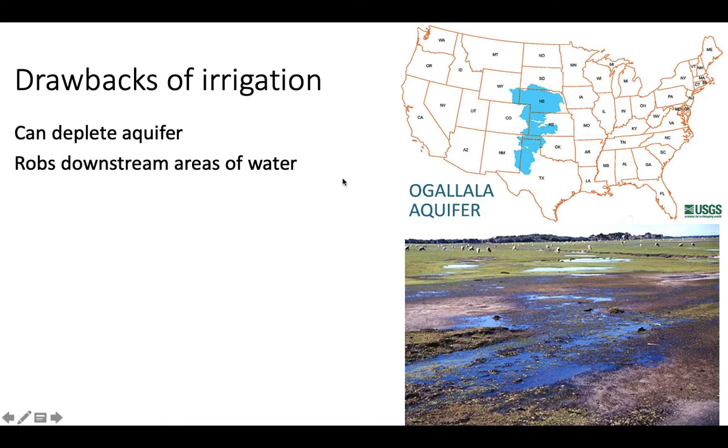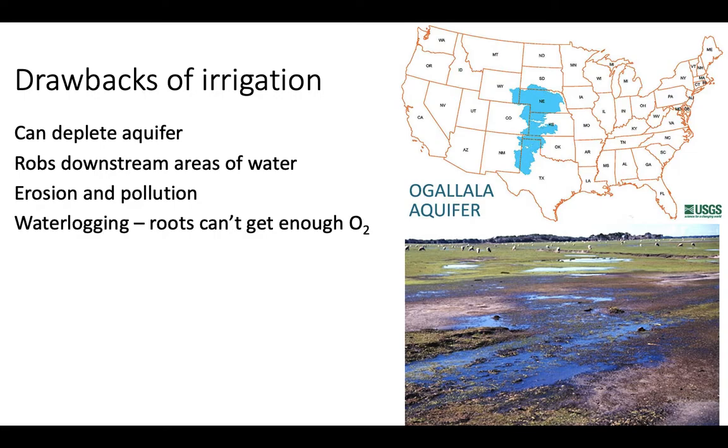It can also rob downstream areas of water. If we are taking the water out of the river or the groundwater to water our crops, downstream areas might dry out. It can lead to increased erosion and pollution, like I was talking about with eutrophication. And if you over-irrigate, it can waterlog the soil, which means that the roots of the plants aren't going to be able to get enough oxygen, so they might actually suffocate.